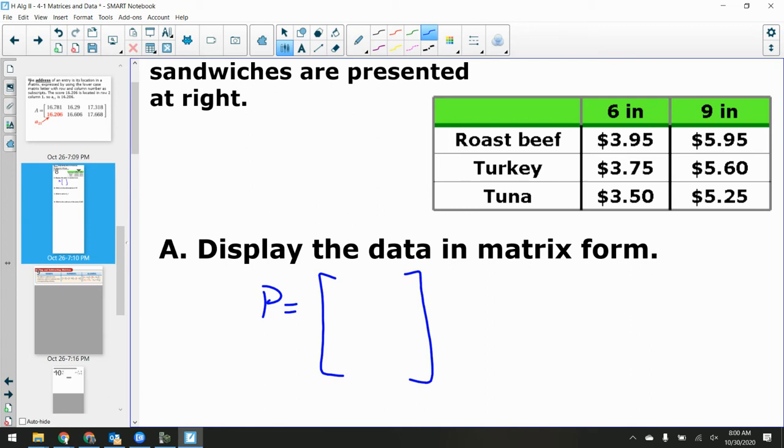Okay, well, matrix P has 3 rows and 2 columns, so all we're doing is removing the context from the table and just basically putting it in brackets. 3.95, 5.95, 3.75, 5.60, 3.50, 5.25. Simple as that. It's basically a table with no lines or labels. That's the matrix. This is matrix P.